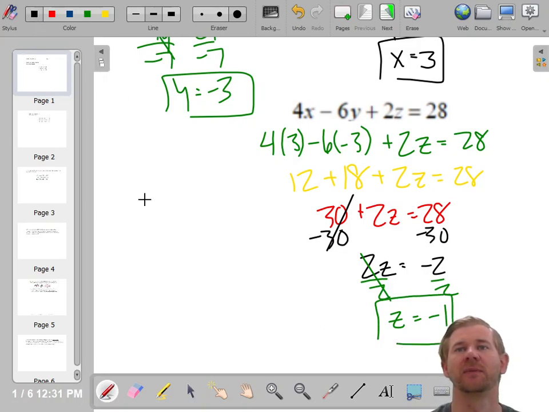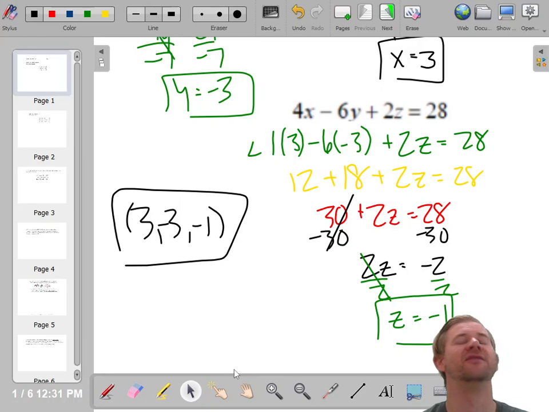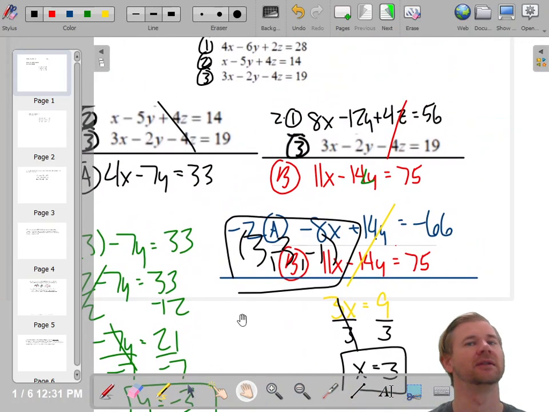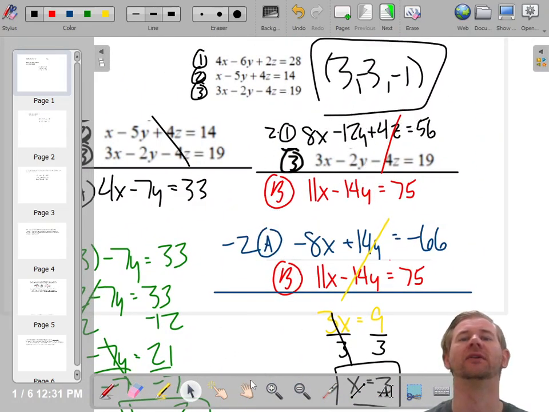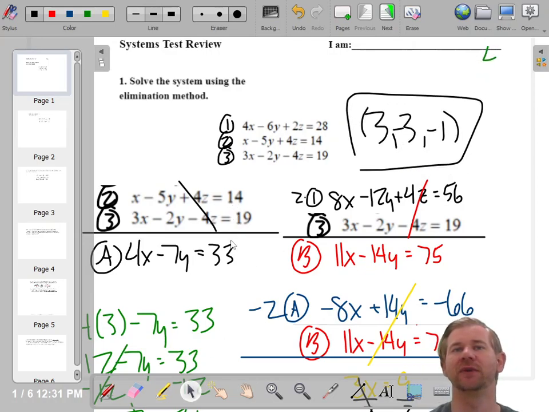So as an ordered triple, 3, negative 3, negative 1. Now, did you do it right? It's a very easy thing to check. Here's what I want you to do. Come up here to the top, and if you do this, you're going to get them right, and you're going to get a good grade, and you're going to have a good time. Let's plug them in. Let's see if we did it correctly.